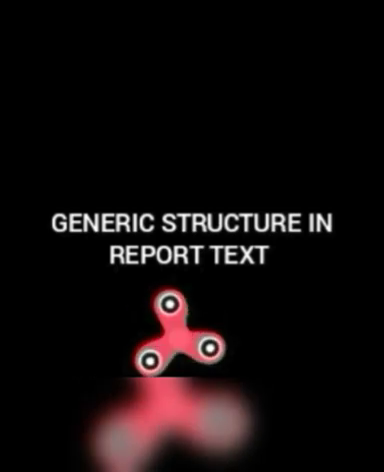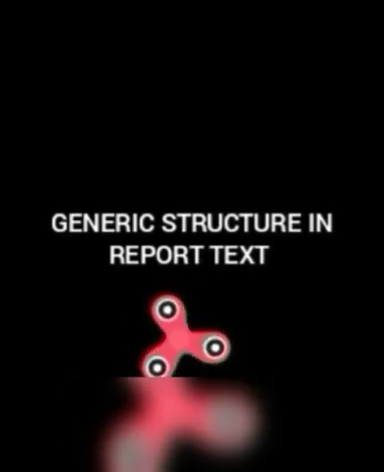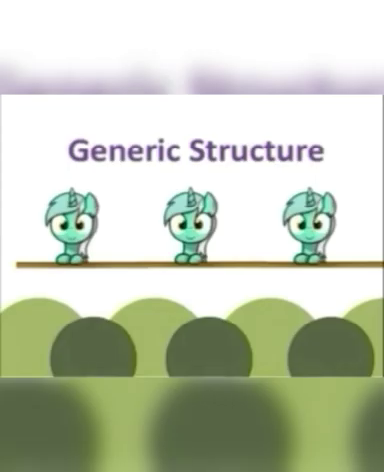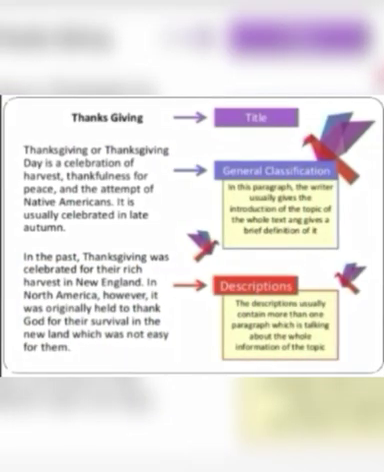Okay, we can continue the material. The next is generic structure. In the generic structure, there certainly is the title when you write the report text. In here, as you can see, there is an example of the report text. The title is Thanksgiving.